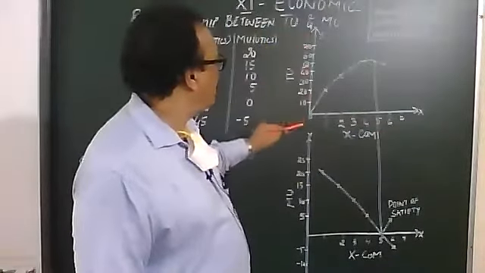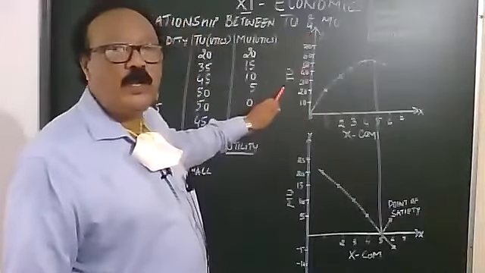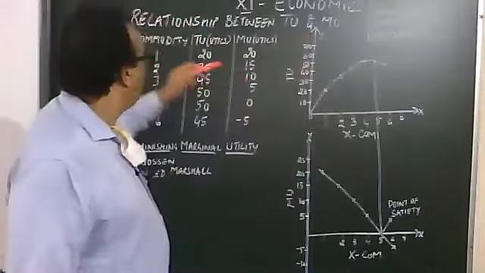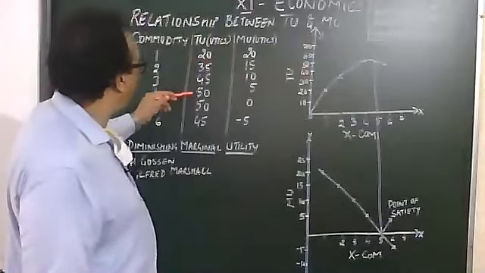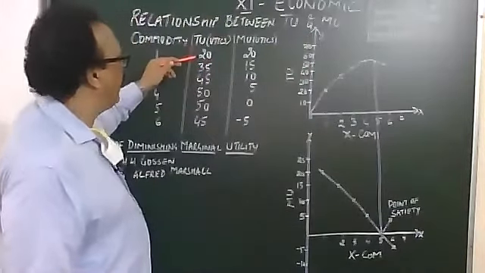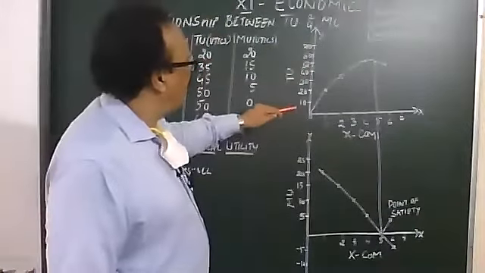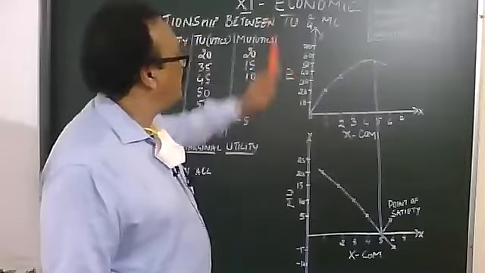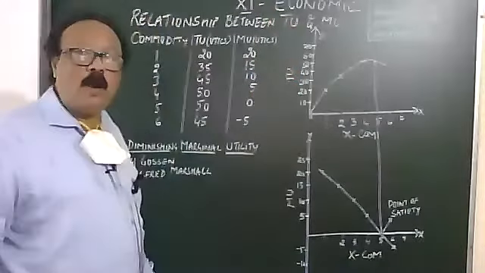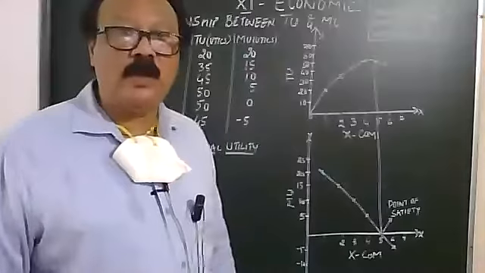On my y-axis, I will plot my TU, total utility. So what is the maximum? We go up to 50. What is the least? 20. So anyway, we are taking 10, 20, 30, 40, 50, 60, 70. Now how do we plot this on the graph?